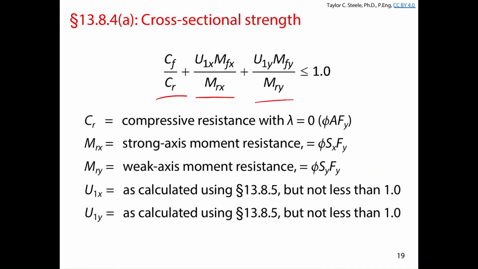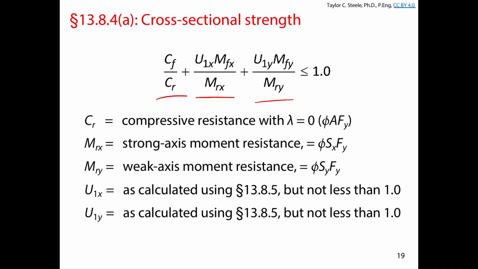Okay, so check 1: CF over CR, plus U1x MFX over MRX, plus U1y MFY over MRY. Use these values for CR, MRX, and MRY. This is the easiest possible check to do because these are the easiest calculations, except we have to calculate U1x and U1y as well.